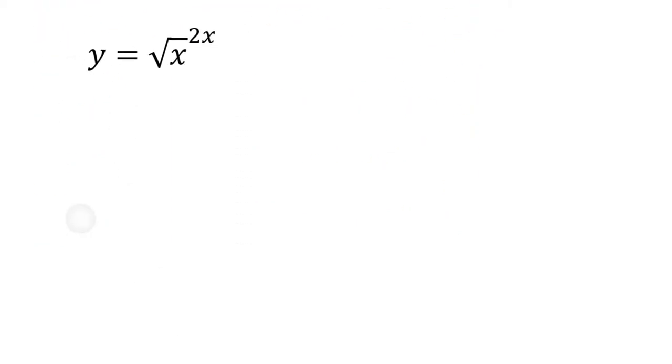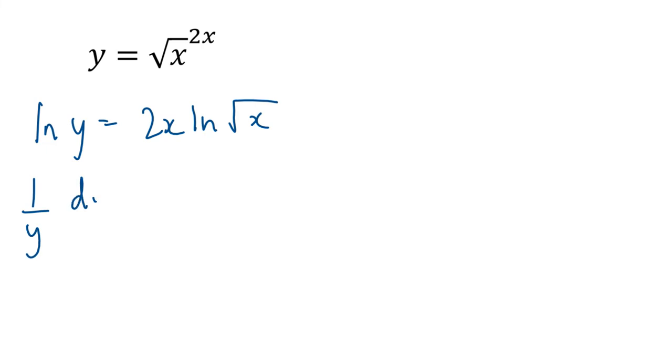All right, one more of these. Okay, so what do we do every time? We take the ln of both sides. And now take the derivative, 1 over y, dy by dx. This is 2x times ln of root x, so the derivative of 2x is 2. Again, it's product rule. These always work out to product rule, right?